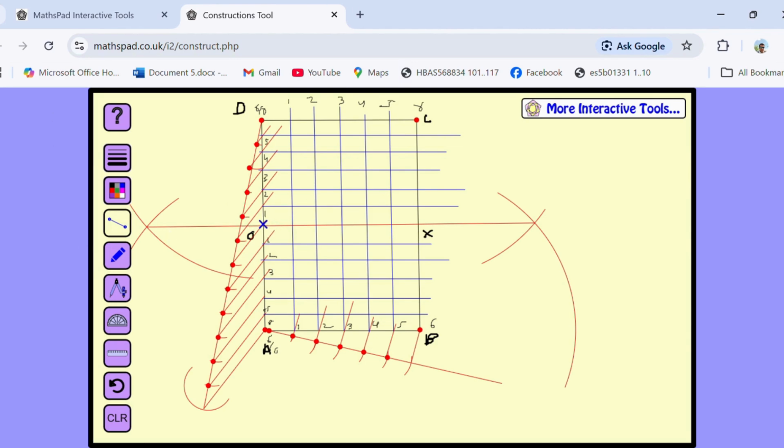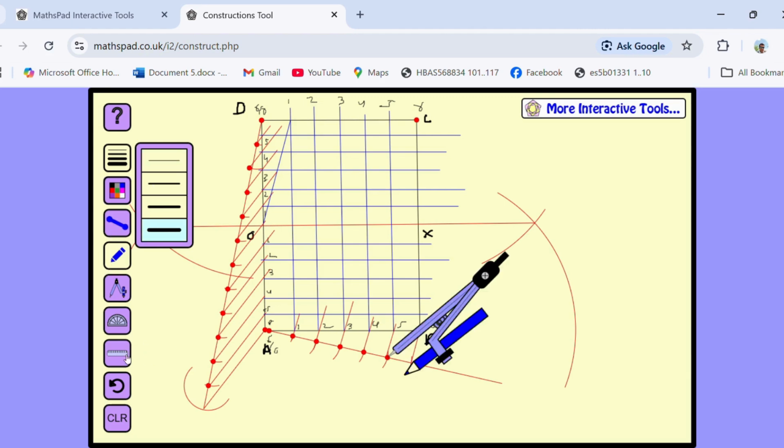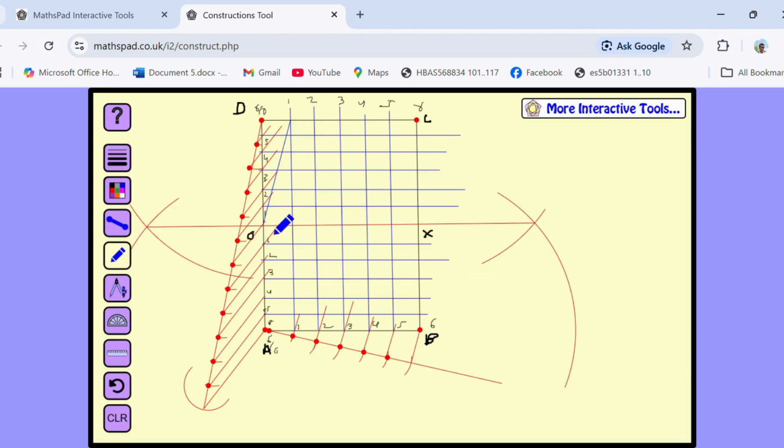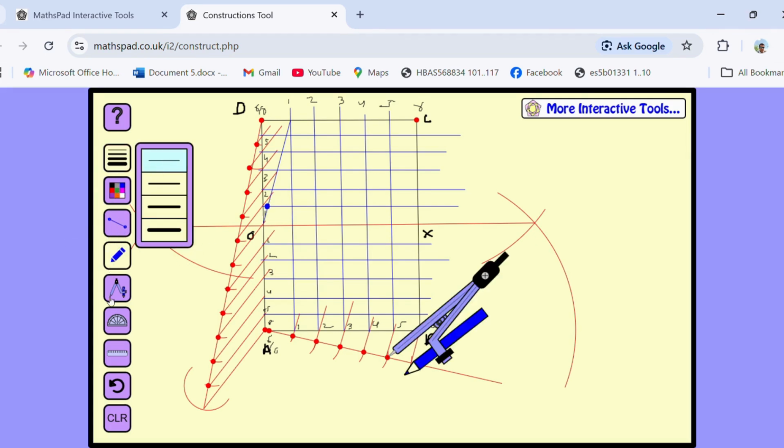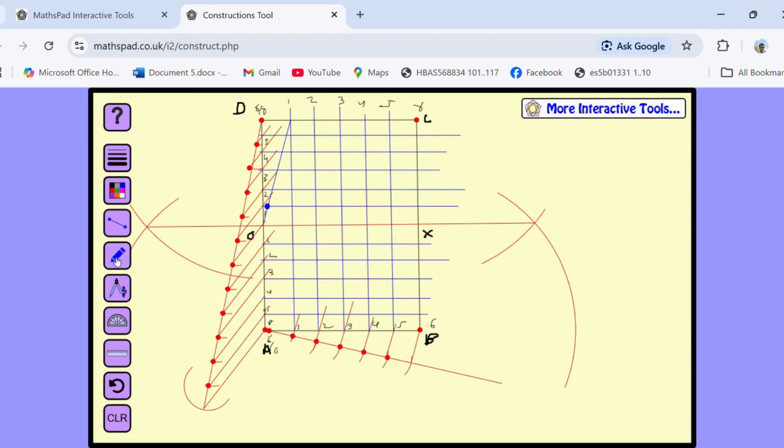In the next step, we join O with the points of division, that is 1, 2, 3, 4, 5, 6, which is in CD and AB. Then we should mark the points of intersection of the lines joining O to 1, 2, 3, 4, 5, 6 in CD with the horizontal lines drawn from 1, 2, 3, 4, 5, 6 from OD towards CX.